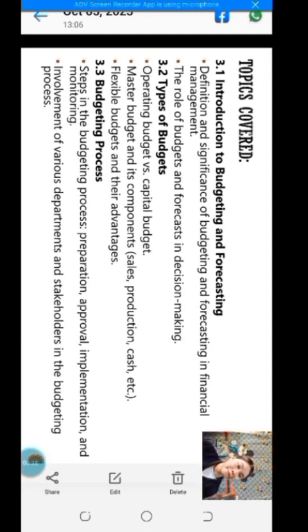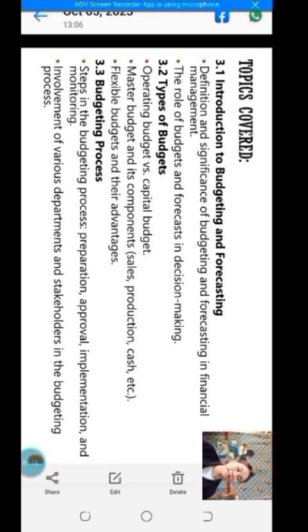Then, the topics covered by this are the introduction to budgeting and forecasting. That includes the definition and significance of budgeting and forecasting in financial management, the role of budgets and forecasts in decision making, then types of budgets. It is the operating budget versus the capital budget, the master budget and its components, which are sales, production, cash, etc. Then flexible budgets and their advantages.